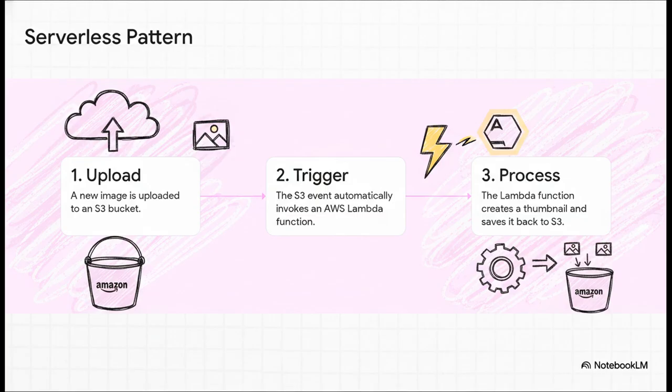And this is the poster child for serverless architecture, a pattern you absolutely have to know cold for the exam. A user uploads an image to an S3 bucket. That upload event instantly triggers a Lambda function. The function then runs, maybe resizes the image into a thumbnail, and saves it back to another S3 bucket. The beautiful part? No servers to manage, and it scales pretty much infinitely.